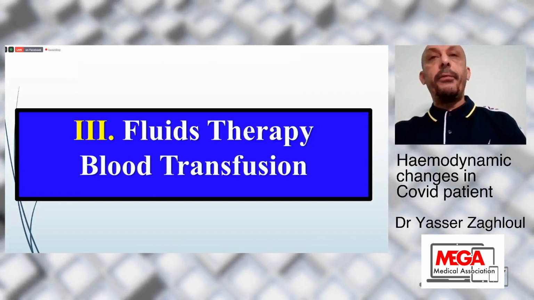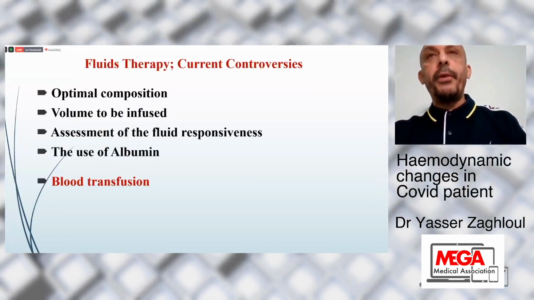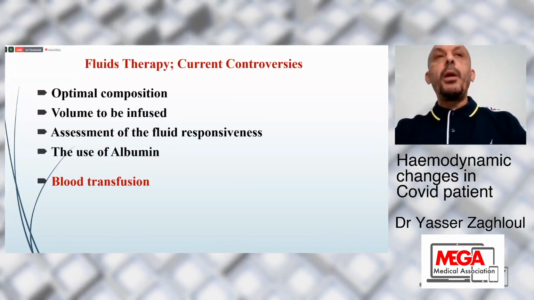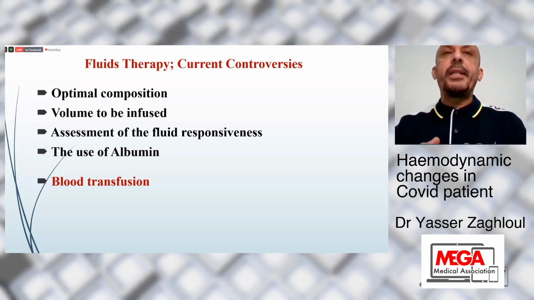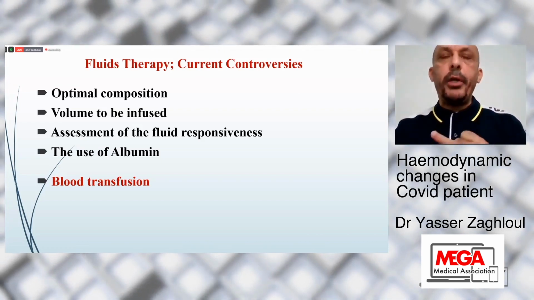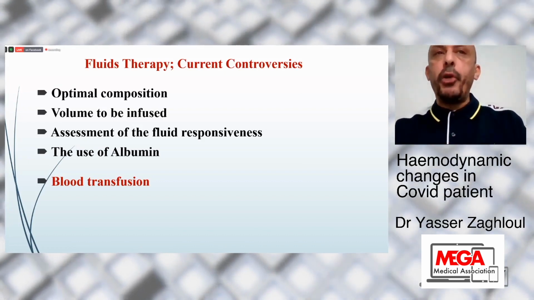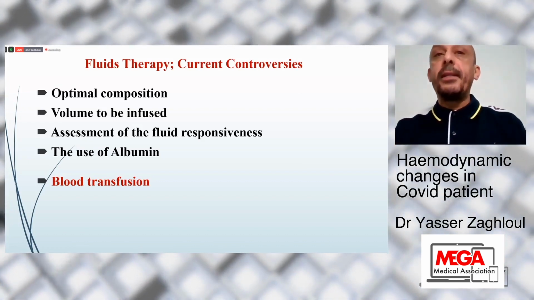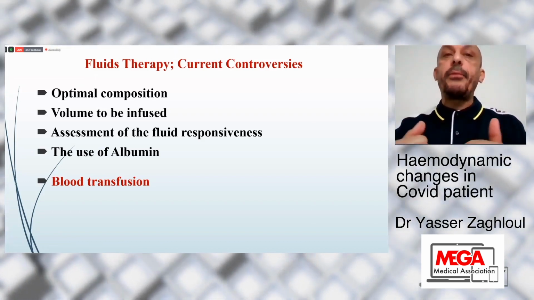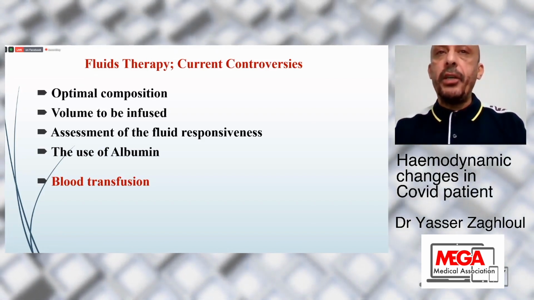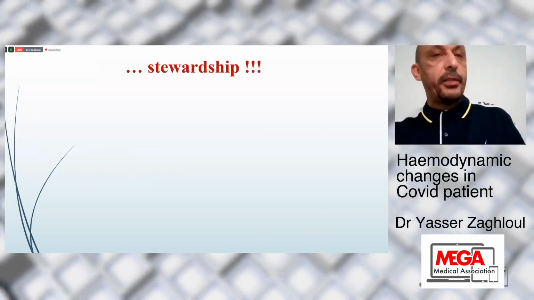Now we come to fluid therapy and blood transfusions. Usual controversy regarding fluid therapy. What is the optimal composition, in other words, what is the good fluid to give, colloid or crystalloid? Which crystalloid do you have to use? How much volume is needed? How to assess fluid responsiveness? And is there a place for albumin or not in resuscitation of COVID patients, and when may the patient need blood transfusion?